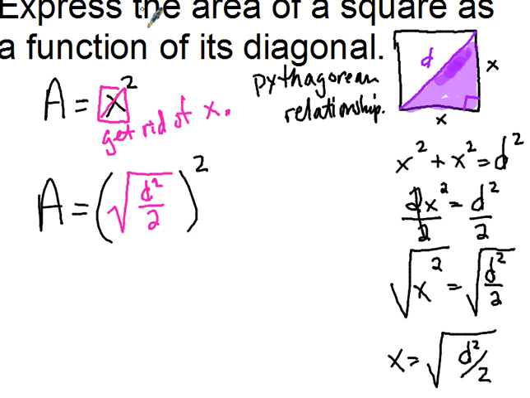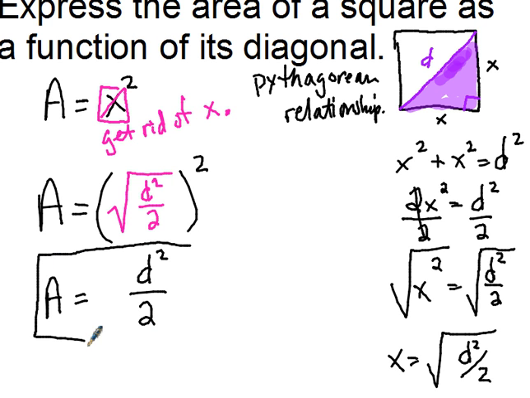And algebraically speaking, when I square a square root, those are inverse operations, so they cancel each other out, or they undo each other. So the area turns out to be the square of the diagonal divided by 2. Look at that. Area as a function of diagonal. Okay, so hopefully this was helpful as a function of these geometric relationships that turn into nice algebraic problems.